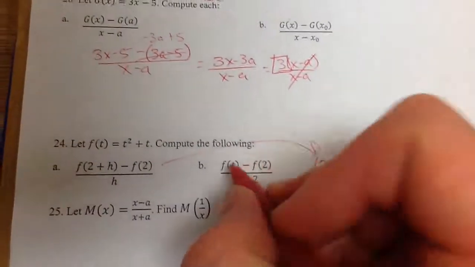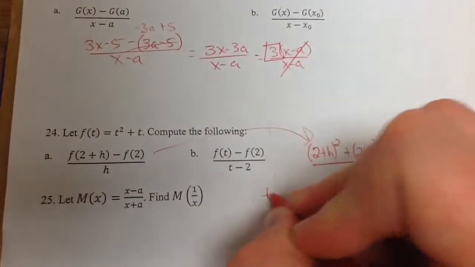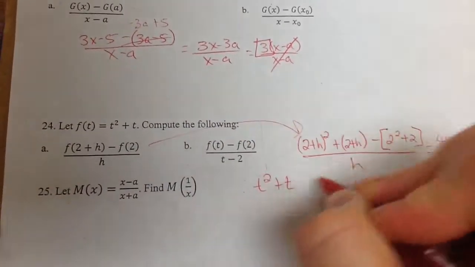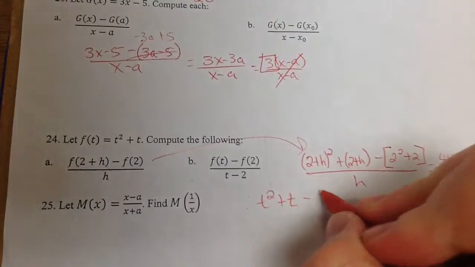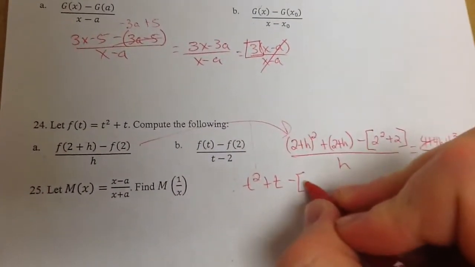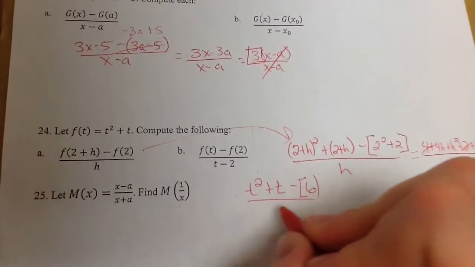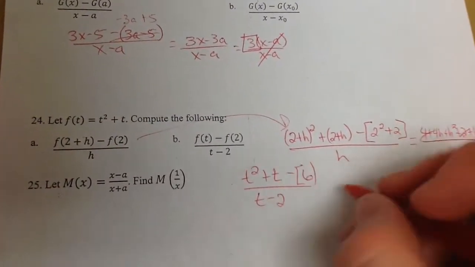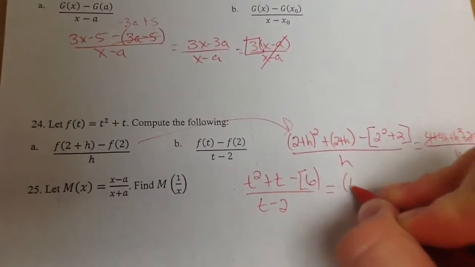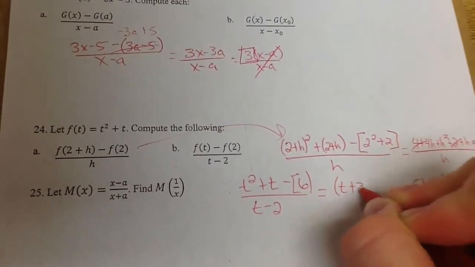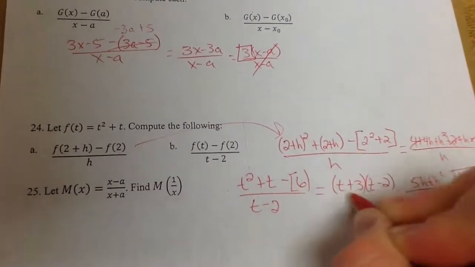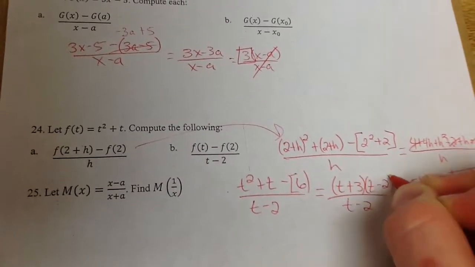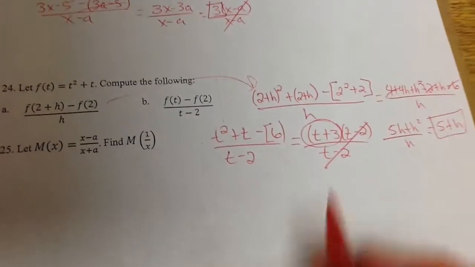Same thing on here. Plug in t. Hey, it's just t squared plus t minus, plug in 2. Didn't we just plug in 2 in the last one? Yeah, so I know it's 6 all over t minus 2. So that's probably factorable. t plus 3 times t minus 2 over t minus 2. Those cancel. Your answer is t plus 3 for that one.